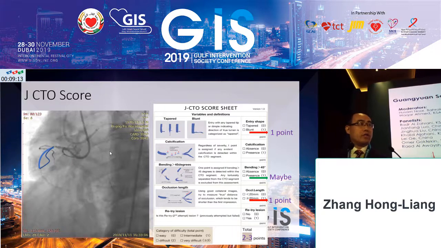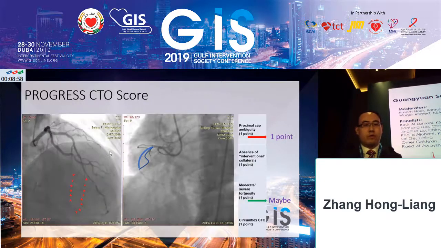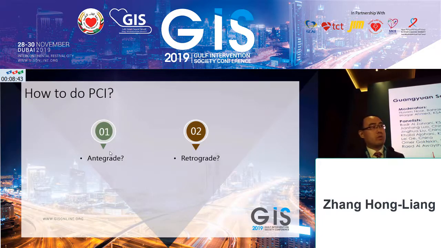So for the J-CTO score, the blunt end and occluded distance more than 20 millimeters plus possible bending add up to 2 to 3 points. And the PROGRESS CTO score for this patient is proximal cap ambiguity plus possible tortuosity. That adds up to 1 to 2 points. So for this patient, what would you choose?